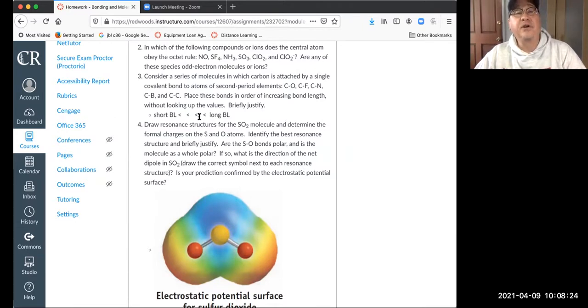Now, the reason they're called species is because we can't say molecules because they're not all molecules, and we can't say ions because they're not all ions, so you say species. So for number 2, let's look at these one at a time. I'm going to write the formulas down before I switch screen.